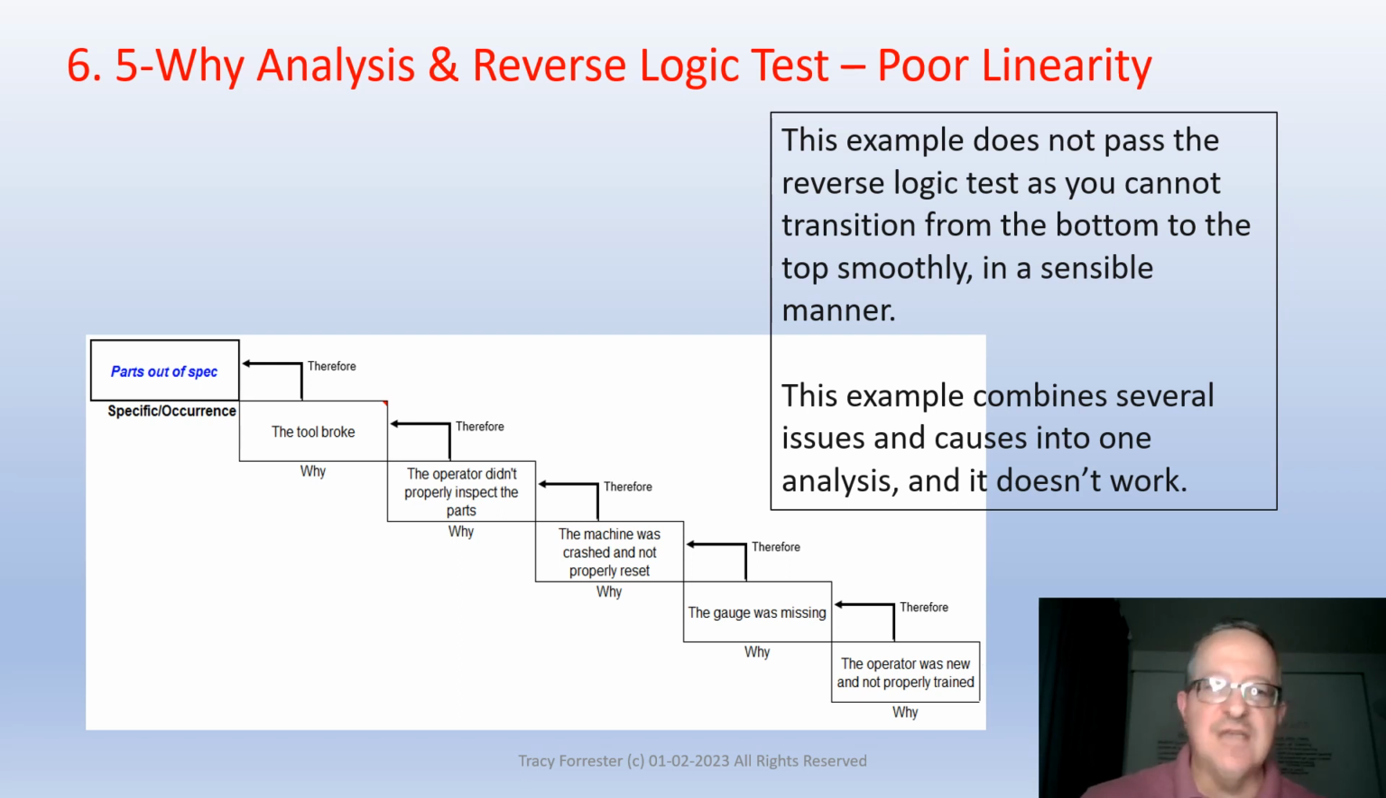So we start at the top with the specific issue or the occurrence, and they've listed parts out of spec. Kind of vague and generic, but that's what is listed here. And from there, start asking why. The first why: why are parts out of spec? The tool broke. Why did the tool break? The operator didn't properly inspect the parts.